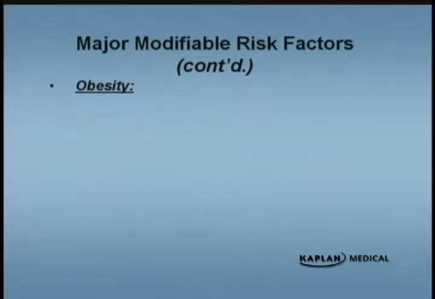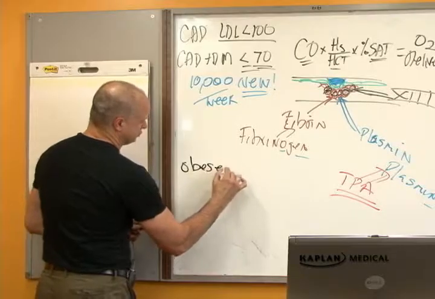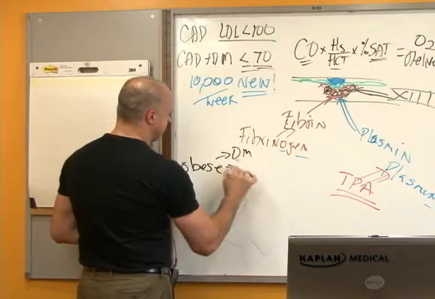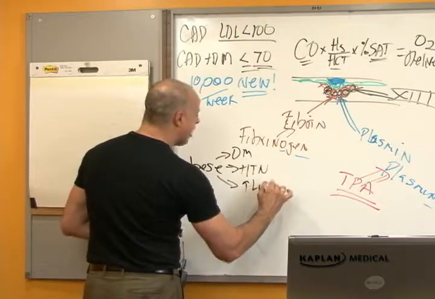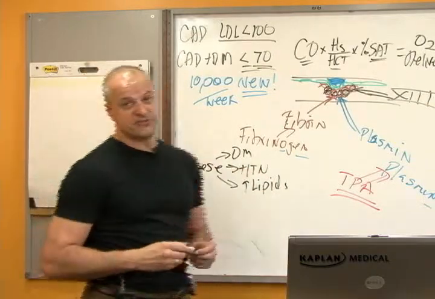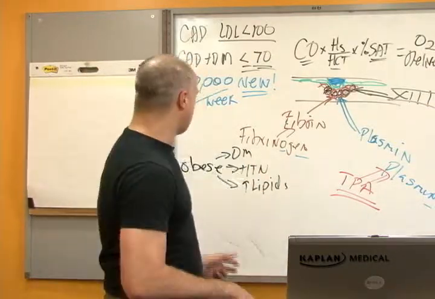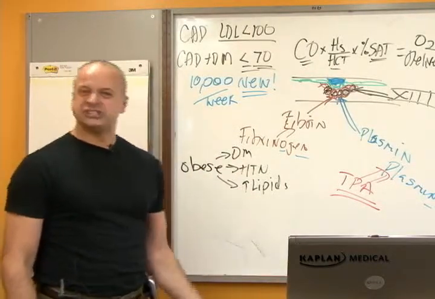Obesity. In general, most of the effect of obesity, 10 to 20 pounds is huge. That's 5 to 10 kilograms. Most of the effect of obesity can be found by the fact that the more of you there is, the more likely there is to be diabetes and hypertension and increased lipids. However, even separate from the fact that obesity causes diabetes and hypertension and hyperlipidemia, obesity is still bad.